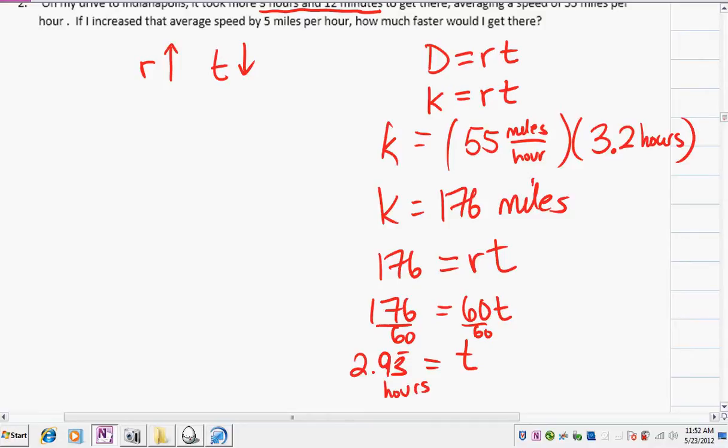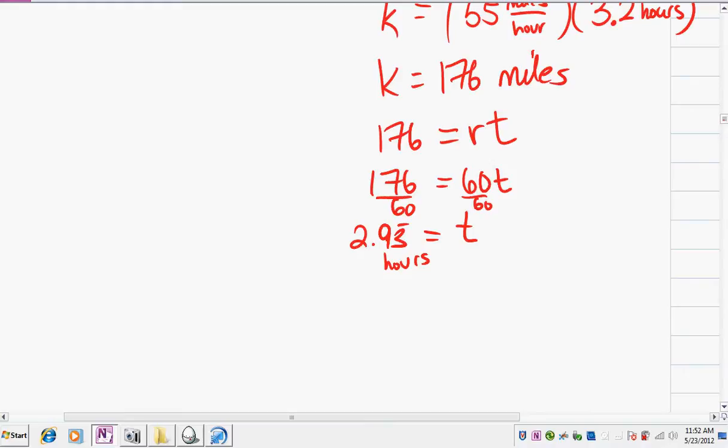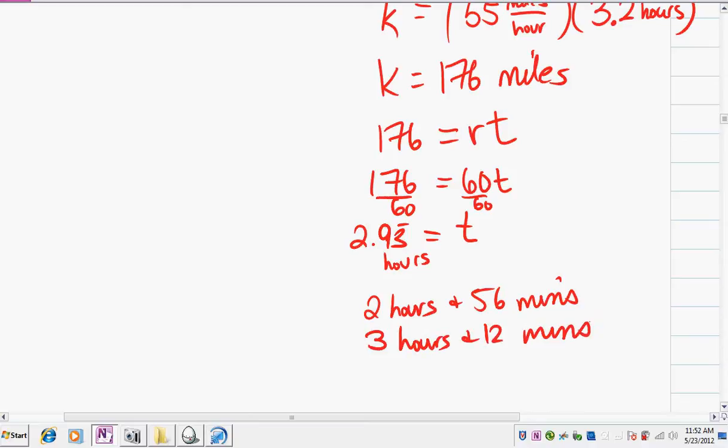which if you want it in minutes, I'll just multiply 0.93 repeating times 60, and that tells me that is 56 minutes, so 2 hours and 56 minutes, and that was compared to 3 hours and 12 minutes. So how much faster is it? Well, it's 16 minutes faster.